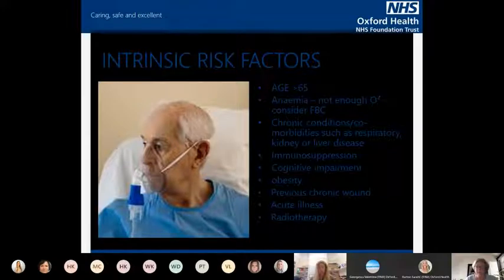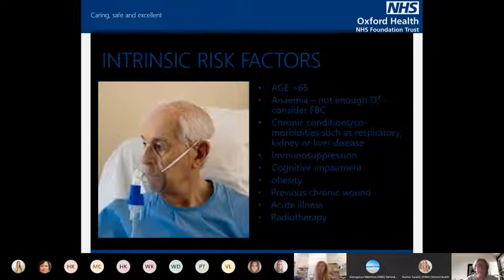Anemia is a classic one. If you're anemic, you haven't got enough hemoglobin to carry as much oxygen around the body, so less oxygen is carried to the tissues. You might want to consider checking a full blood count to see if somebody's anemic. Classic chronic conditions that impact on healing are comorbidities such as respiratory conditions. So somebody's got asthma or COPD, and they've had it for many years. They may have lower oxygenation levels, and they may find it more difficult to perfuse their tissues.